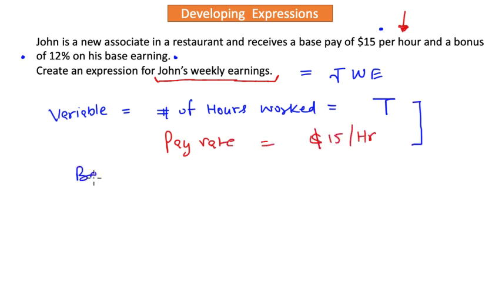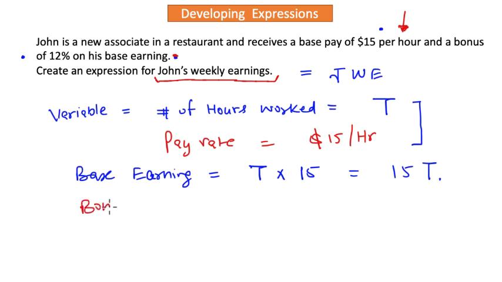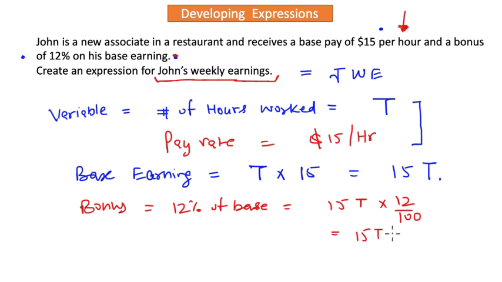So given these two elements, you can state that the base earning for John would be equal to the number of hours worked times the base rate of salary, which is 15. So it will be 15T as his base earning. Okay. Next, take a look at the bonus component. The bonus is 12% of base. 12% of base is going to be equal to 15T times 12 over 100, right? Or you can rewrite this as 15T times 0.12 to be precise in decimal, right?